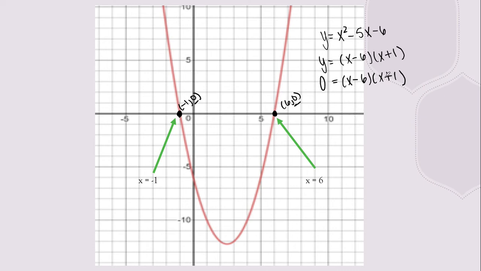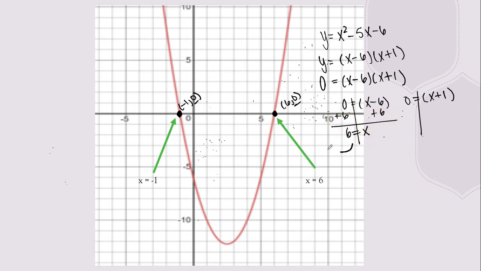Well, let's break this down. If I know 0 equals x minus 6 and x plus 1, I can set both of my factors equal to 0 so I can solve for the x-intercept. How would I solve? Let's start with this first one. 0 equals x minus 6. If I wanted to solve for x, how would I get rid of the minus 6? I would add 6 to both sides. That's right. So that would give me 6 equals x. Well, there's that x-intercept right there. If I was to solve this one, 0 equals x plus 1, how would I get rid of this plus 1 to solve for x?